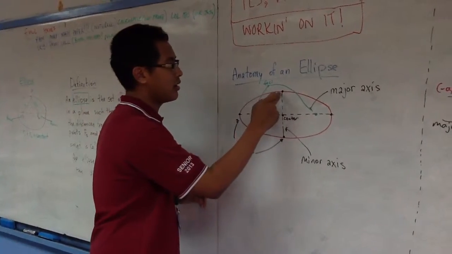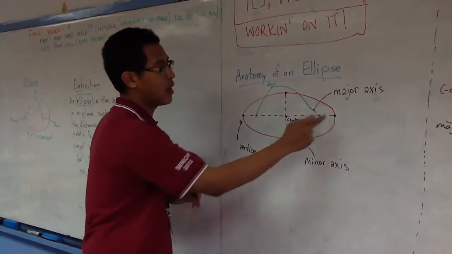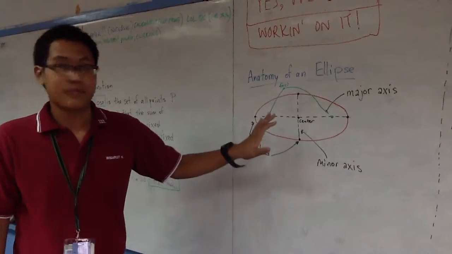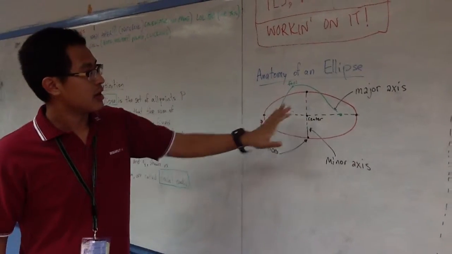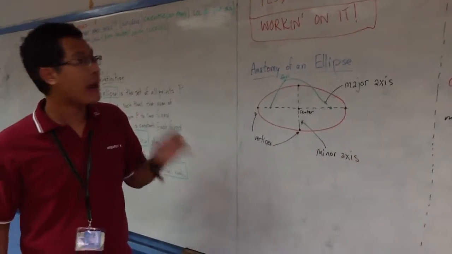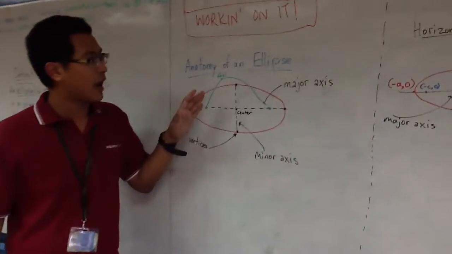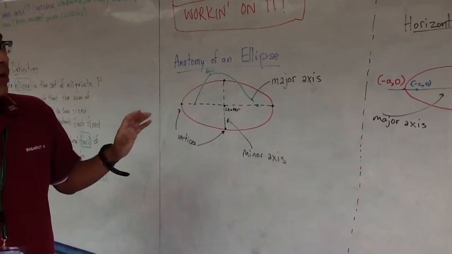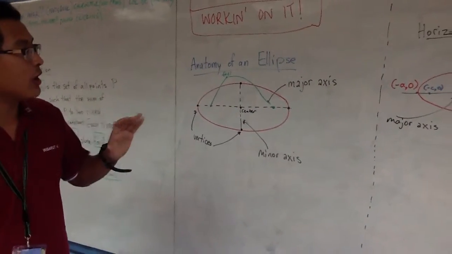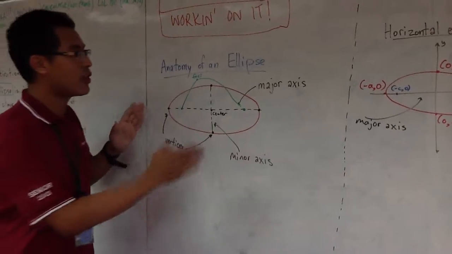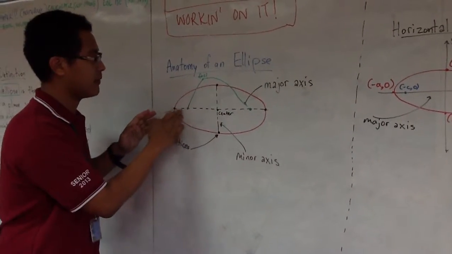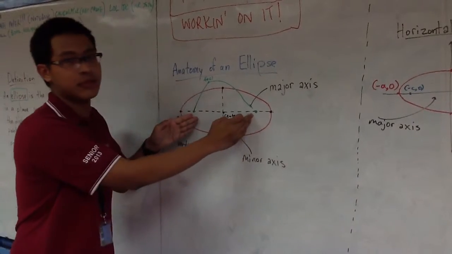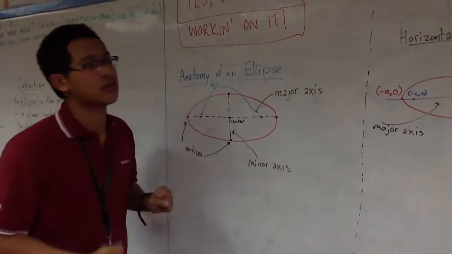And here, the vertices are the places where the ellipse intersects with the major and minor axis. So here is basically the anatomy of an ellipse. And please remember that the foci will always be on the major axis no matter what. Okay? And the foci will always be located within the ellipse. Okay? It cannot go over the ellipse. It is within the ellipse, on the major axis.